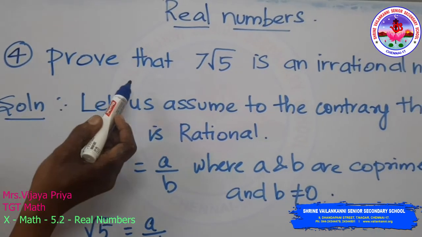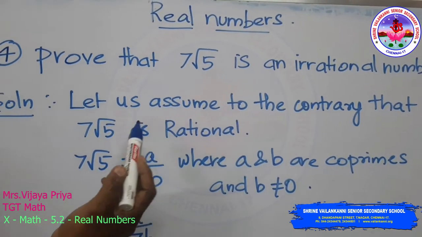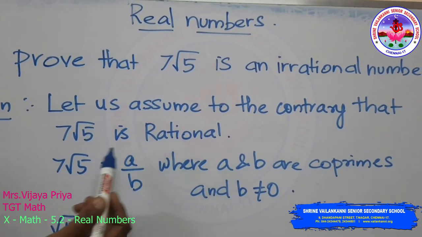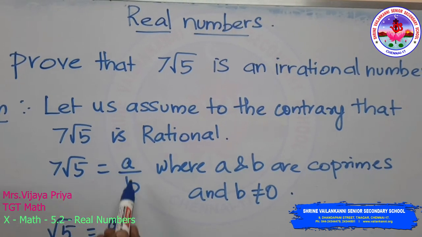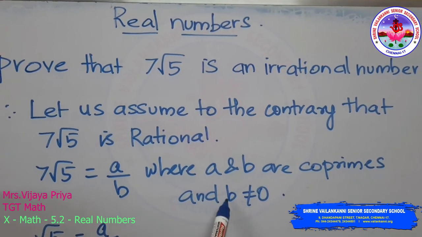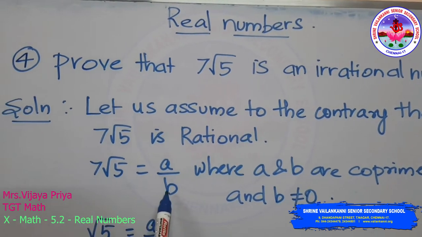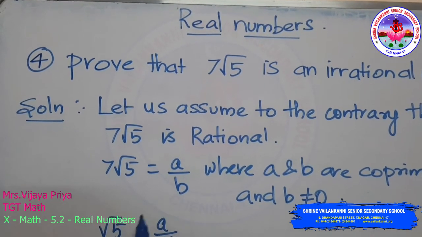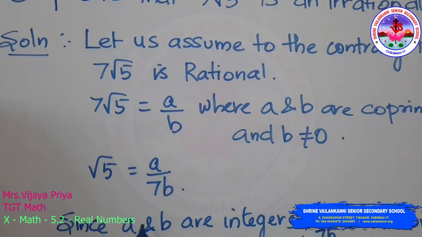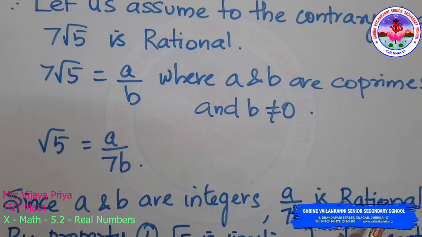Fourth problem, prove that 7 root 5 is an irrational number. We are using the same previous process. Let us assume to the contrary that 7 root 5 is rational. So 7 root 5 can be expressed as a by b fractional form, where a and b are co-primes and b is not equal to 0. So I am writing 7 root 5 equals a by b. Bringing this 7 to the other side, it becomes root 5 equals a by 7b. Since a and b are integers, the right hand side, a by 7b, becomes rational.